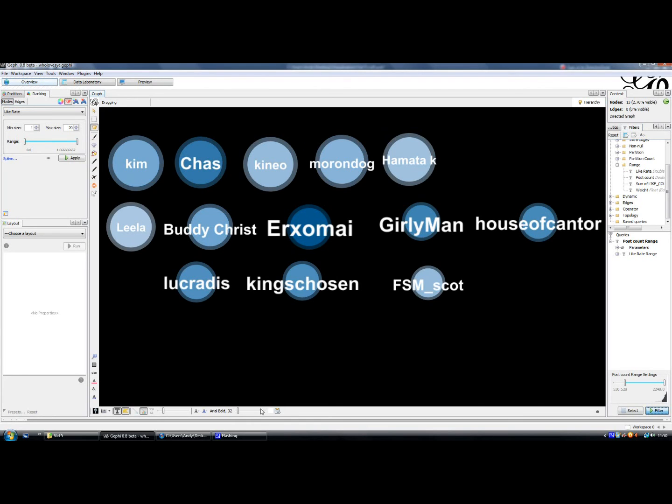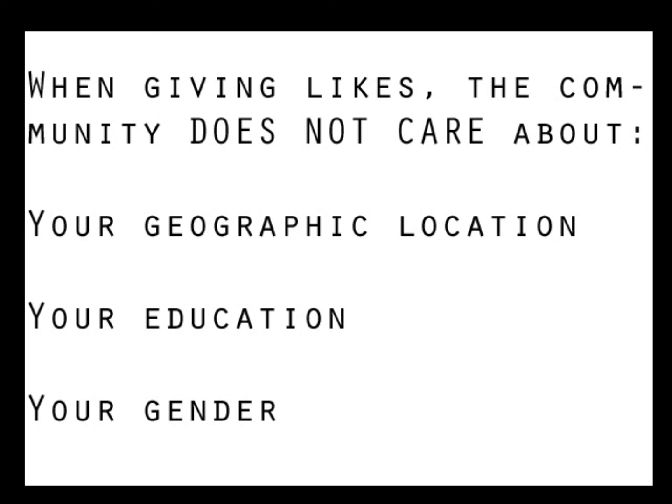So this series of tests brought me back to my original question. Why do we like some posts and not others? Now, we know from previous visualizations that geography is largely irrelevant, and these visualizations show us that it's nothing to do with academic background or gender. Whether you like or not is entirely up to you. The moderators or admins cannot directly influence your decision of what you like.